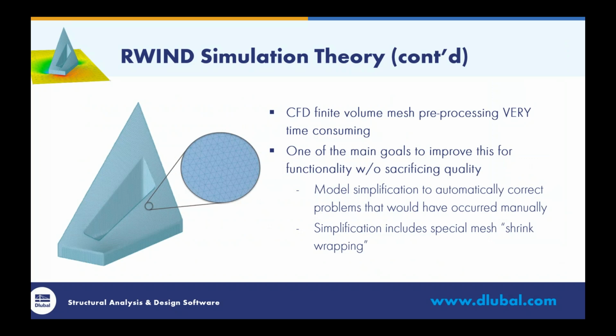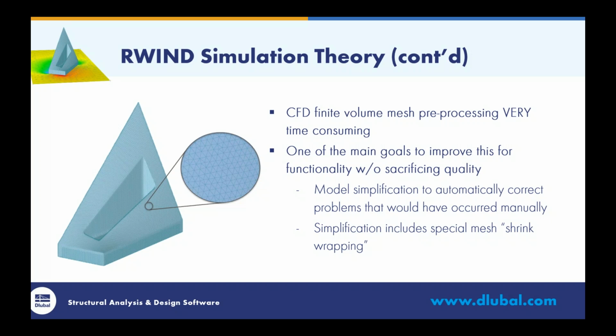So when it comes to the CFD finite volume mesh, this is a pre-processing method that is extremely time consuming. We must ensure that all mesh edges have exactly 2 adjacent triangles, that triangles cannot overlap each other, and that model boundaries must be closed. So an engineer might find themselves spending a significant amount of time just creating this volume mesh.